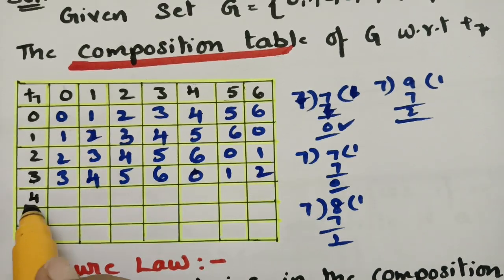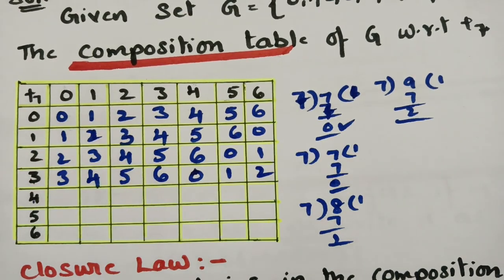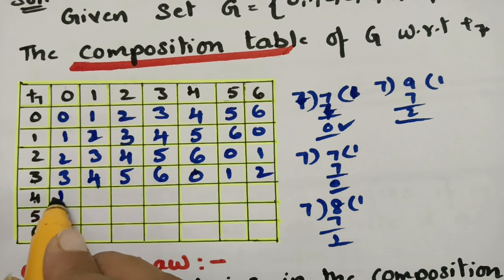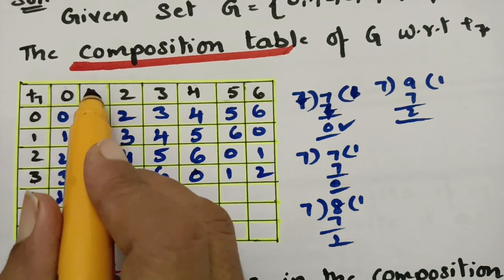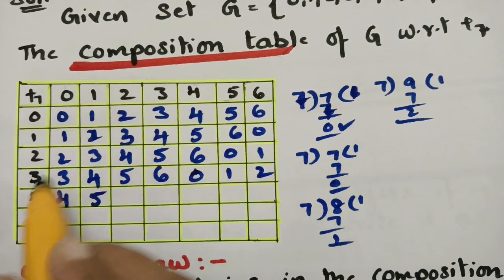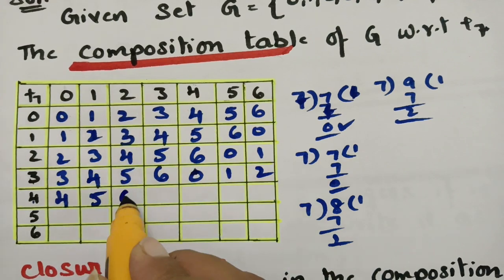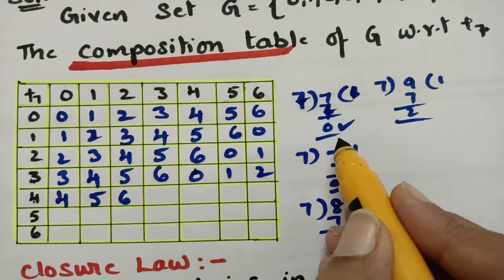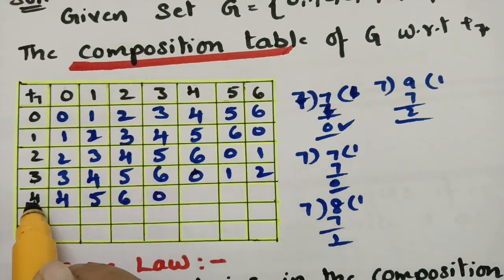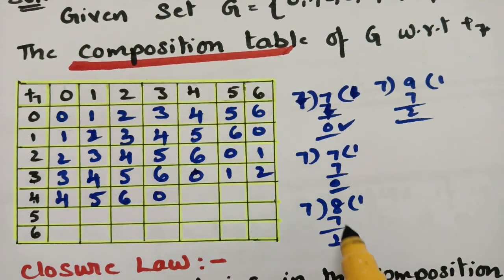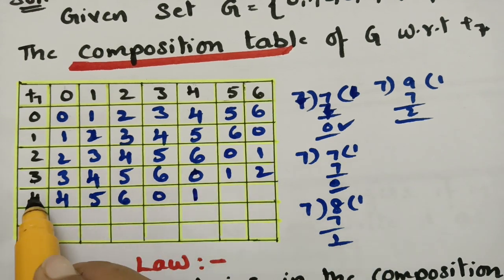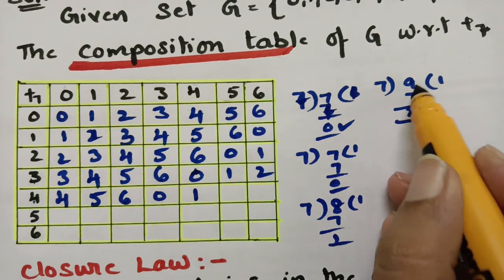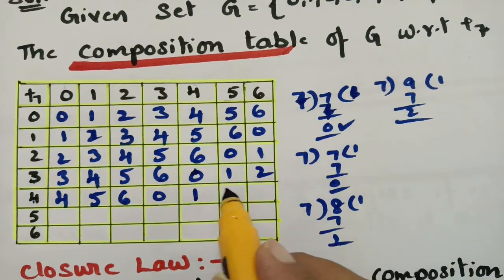Clear? And the next one is 4 plus 0 is 4, and 4 when divided by 7, the remainder here is 4. And next one, 4 plus 1, this is 5, and 4 plus 2, this value is 6. And next one is 4 plus 3, 7. 7 when divided by 7, the remainder is 0. And next one is 4 plus 4, this is 8. 8 when divided by 7, the remainder value is 1. And next one, 4 plus 5, 9. 9 when divided by 7, the remainder here is 2.